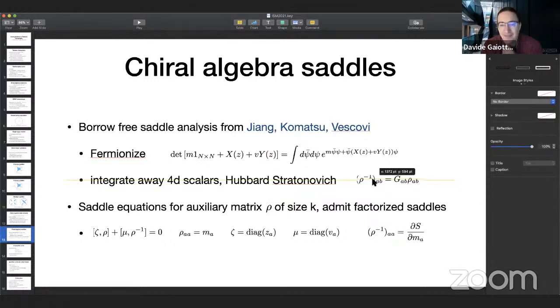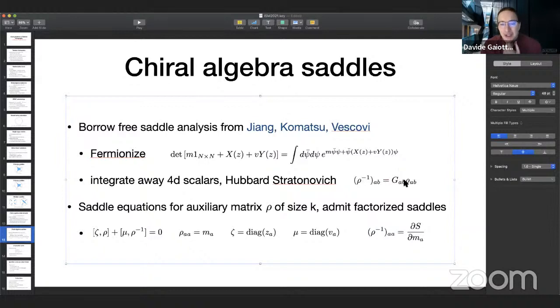So here, this moved a little bit. For some reason I dropped the formula. I don't know where it went. But these are the saddle equations in a general setup, the ones derived by Jan Komatsu and Vescovi. Essentially they set rho inverse to be equal to the element-wise product of rho and the propagator, the Green's function between the linear combinations of fields which appear in two of the determinants. This is what comes from the kinetic term you're mentioning, and this is what comes from integrating away the fermions.